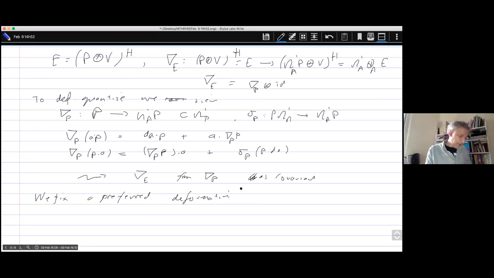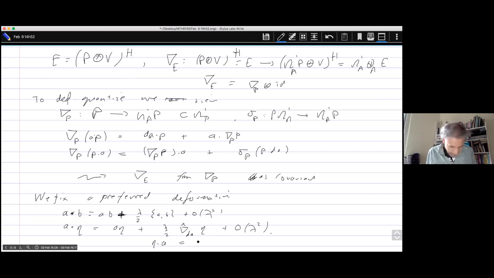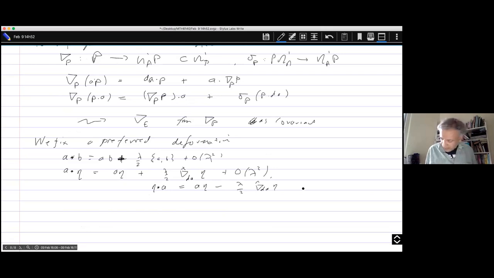I don't know exactly how to get rid of that, but it's a reasonable deformation, which is just that we have, of course, A star B, the usual thing, is AB plus lambda over 2 {A,B} plus O of lambda squared. So this is a preferred deformation. A dot eta is going to be A eta plus lambda over 2 nabla hat dA eta plus O of lambda squared. And eta dot A is going to be A eta minus lambda over 2 nabla hat dA eta, plus order lambda squared.